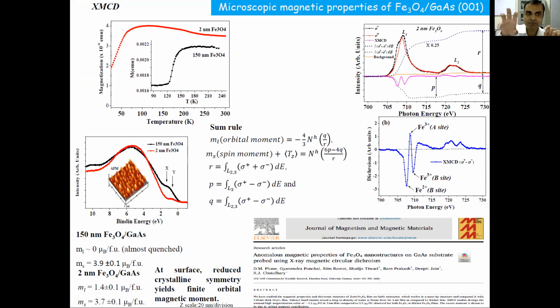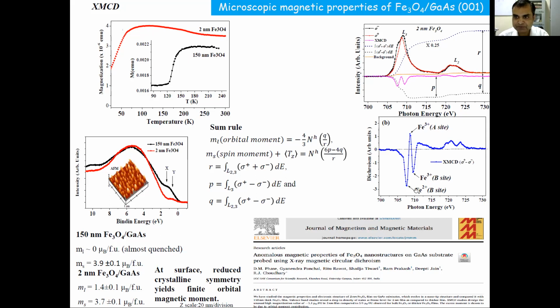So the net moment we should get is only because of Fe2+ present at the octahedral site. How do I confirm? We can do XMCD, and since XMCD is element specific, it will give us all this information. You can see here from this XMCD spectra, we have this B site. B site is nothing but the octahedral site.